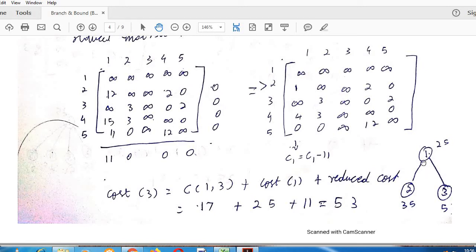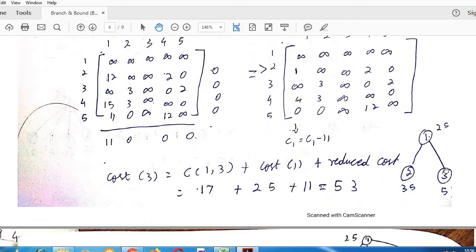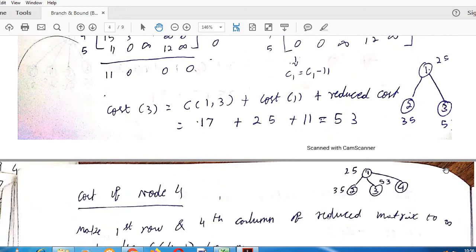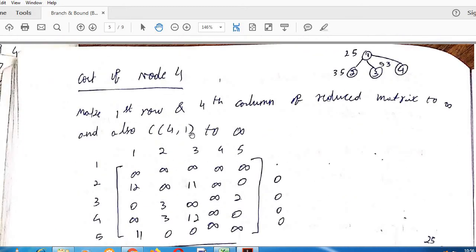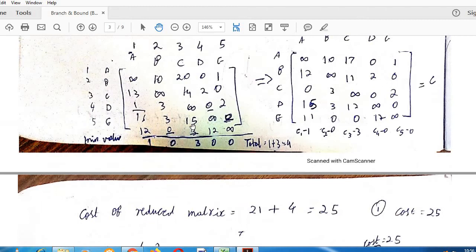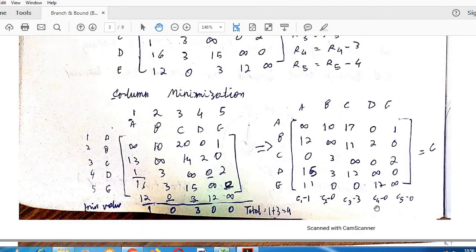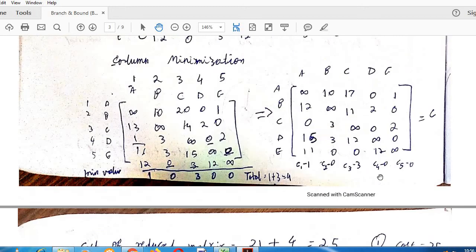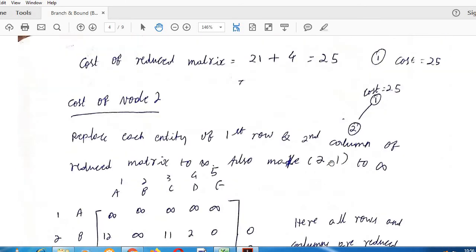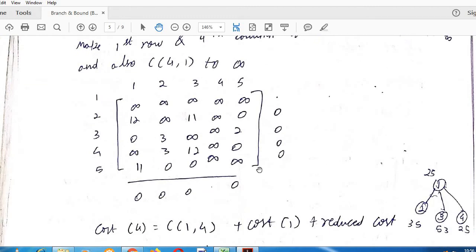After traversing from node 1 to node 2, and from node 1 to node 3, I can traverse from node 1 to node 4, as well as from node 1 to node 5. So let us find out the cost of node 4. In this, I will again make the first row and fourth column elements of the reduced matrix 0. Previous reduced matrix, first row and fourth column elements will be reduced to infinity, and I will make 4 comma 1, the fourth row first column element, also infinity. As you can see, the fourth row first column element has been replaced with infinity.